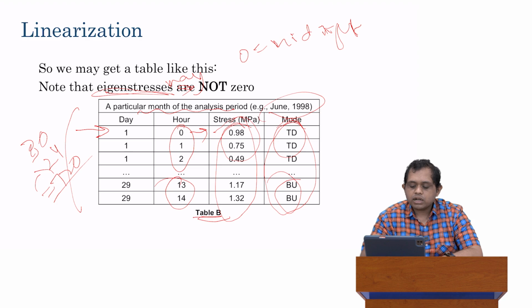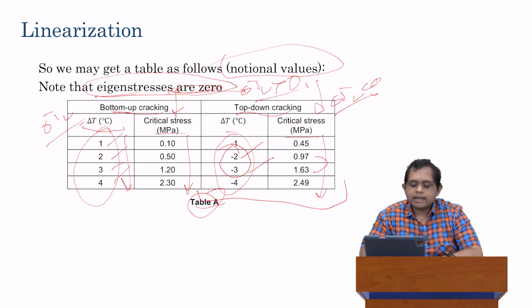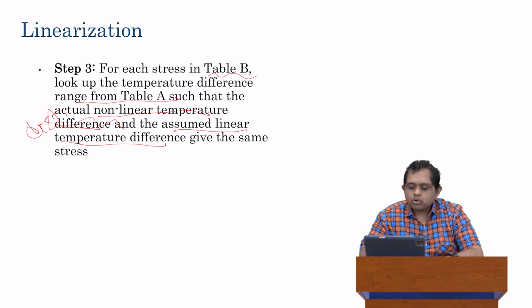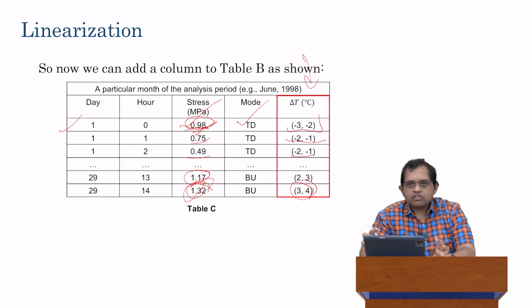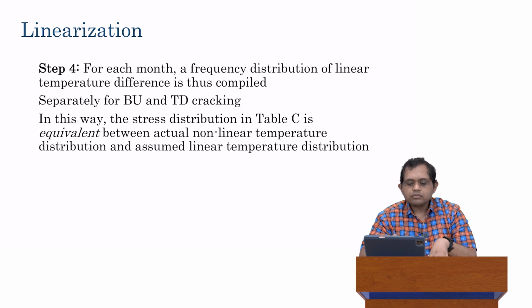Now if I go back to table 1 and now in table A, I have to look up the bottom-up cracking side. So I had 1.32. 1.32 is clearly going to be between 3 degrees Celsius and 4 degrees Celsius. So that's the number I put over here, 3, 4. So I've given you the range of the equivalent assumed linear temperature distribution where the same stress would occur as the actual nonlinear temperature distribution.